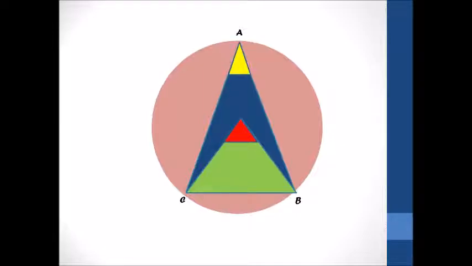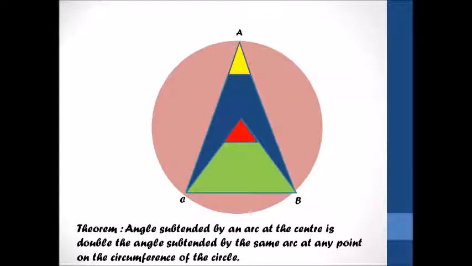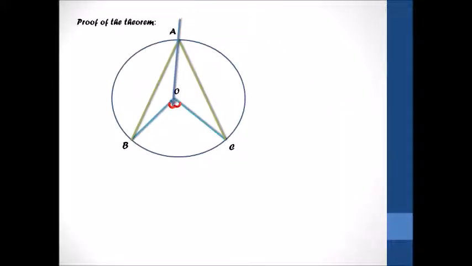The angle subtended by an arc BC at the center is double the angle subtended by the same arc at any point on the circumference of the circle. Proof of the said theorem. Draw a line through O from A. The line divides OABC into two isosceles triangles.